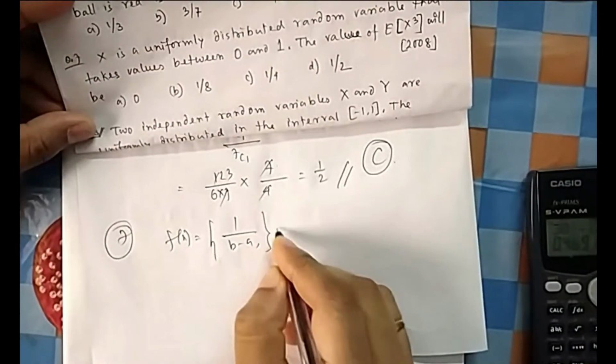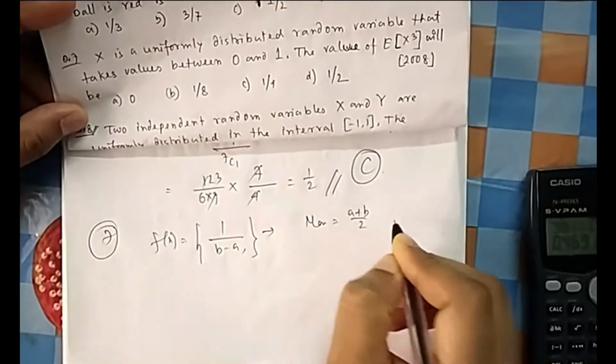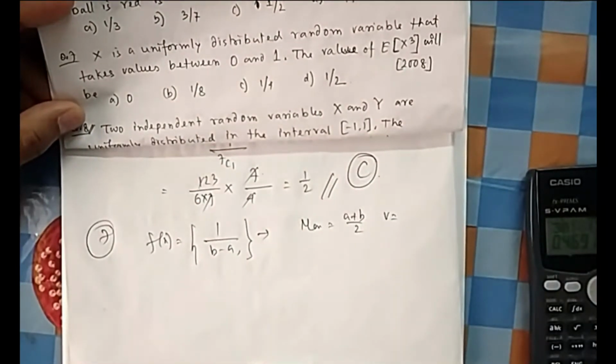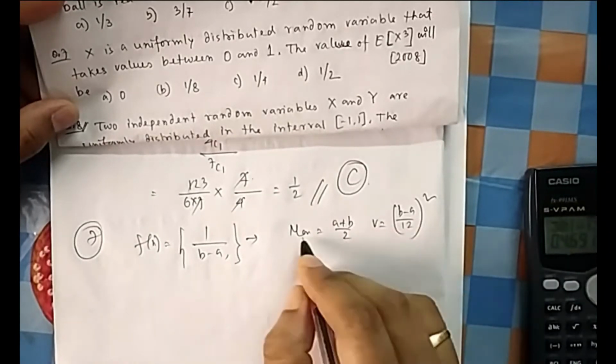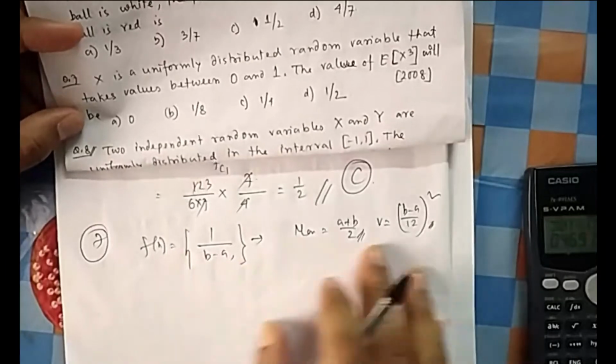This is the formula for f(x) for uniform distribution, and its mean is always (A+B)/2. You remember all these things. These are very important. Variance is (B-A)² by 12. Mean is (A+B)/2. These are standard formulas. You try to remember this. This is for uniform distributions.